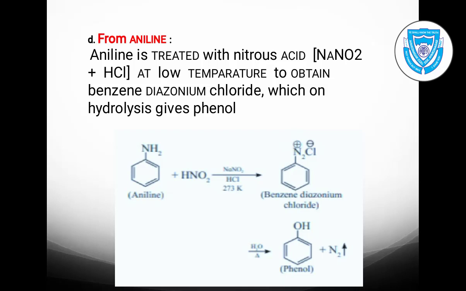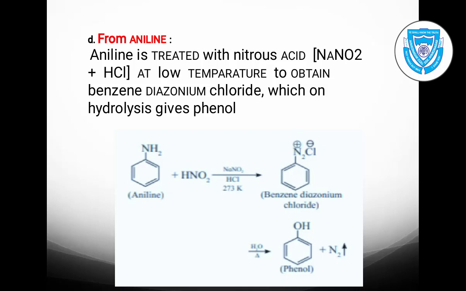Now what is nitrous acid? Nitrous acid is a mixture of NaNO2 and HCl, and this reaction is carried out at lower temperature to obtain benzene diazonium chloride. Now what is benzene diazonium chloride? Di means 2 and zonium means nitrogen. So benzene diazonium chloride is obtained in this reaction.